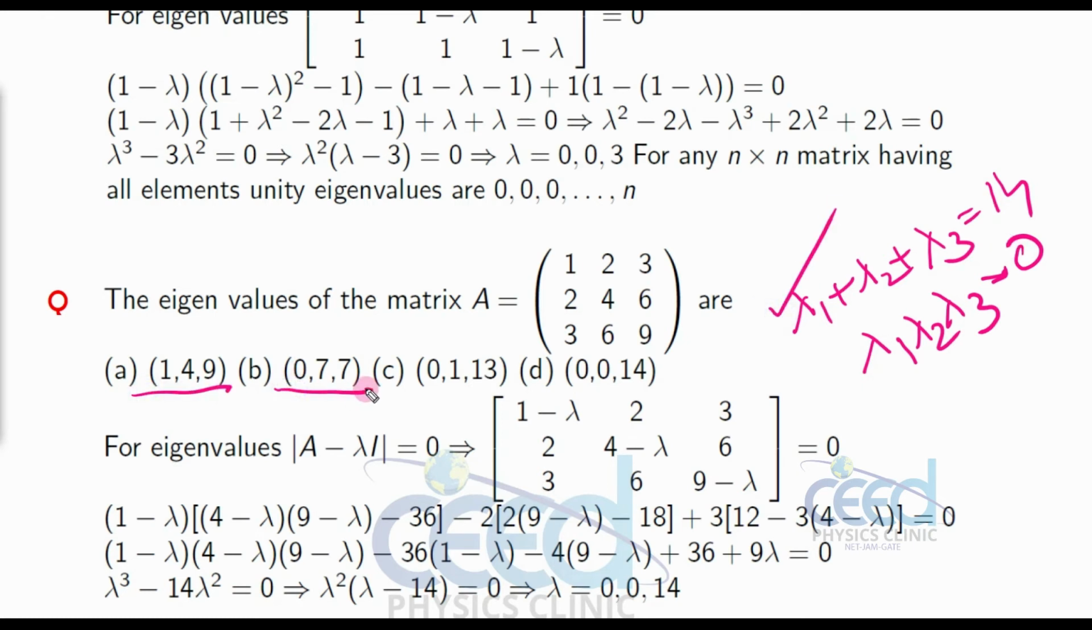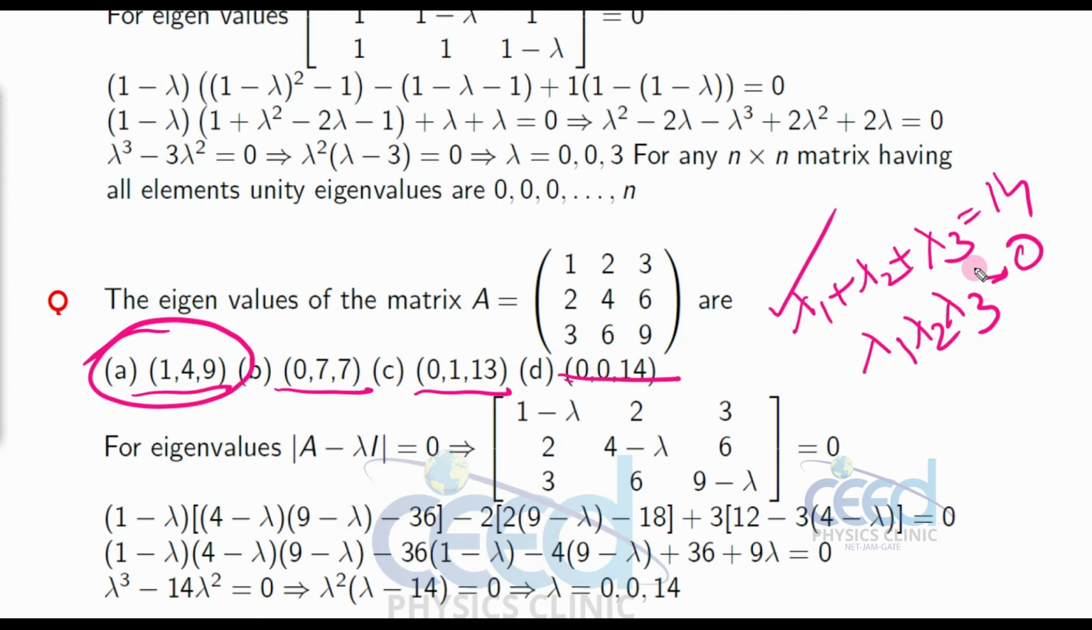If you look at the options, 1 plus 4 plus 9, 14, this satisfies. 0 plus 7 plus 7, this also 14. 0 plus 1 plus 13, that also 14. And the product of all these eigenvalues except this one is 0 also, so this can never be the answer. So we will be in a confused state, and we would have to do the ordinary method.